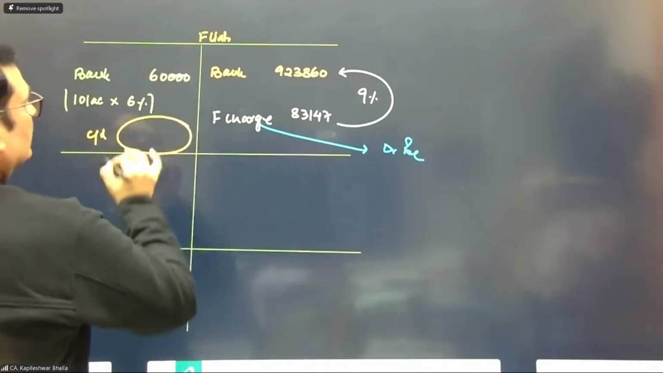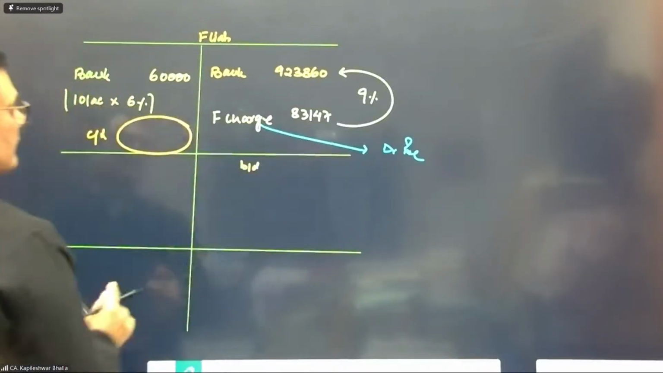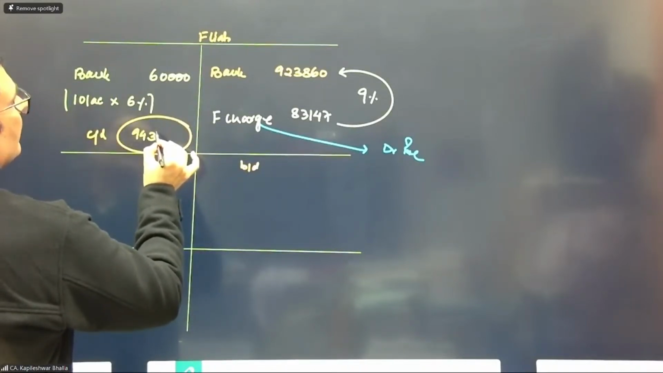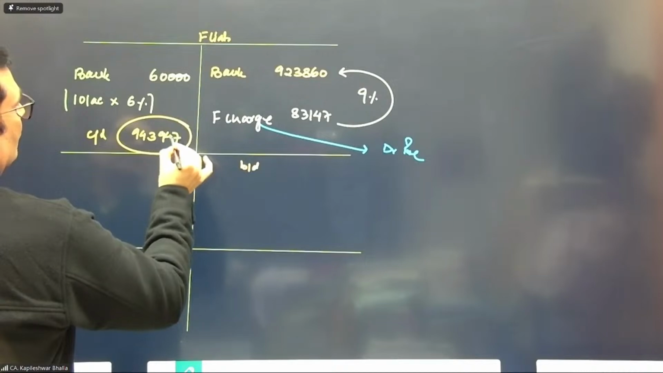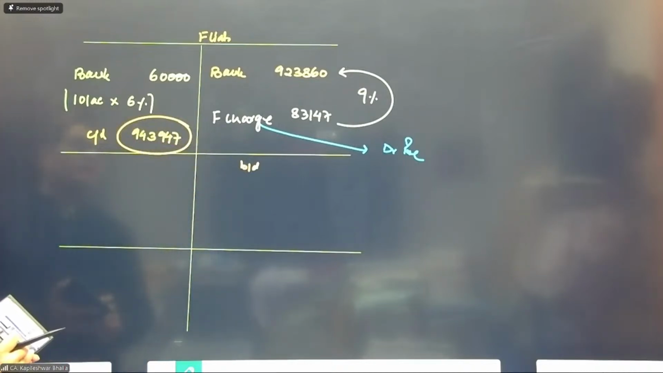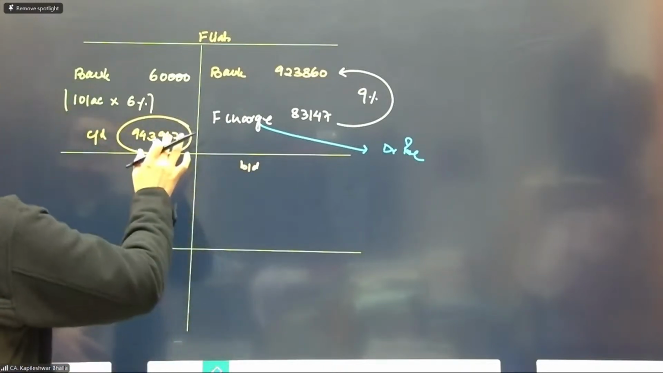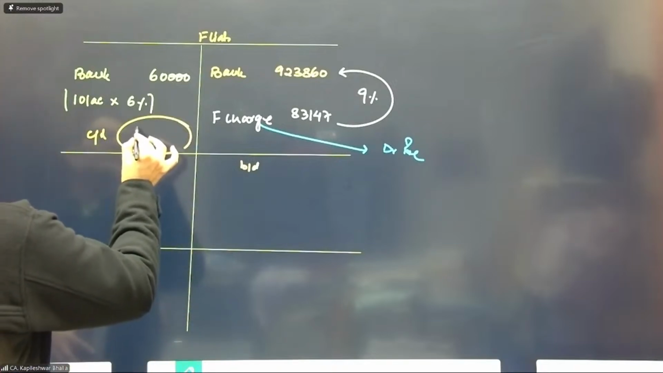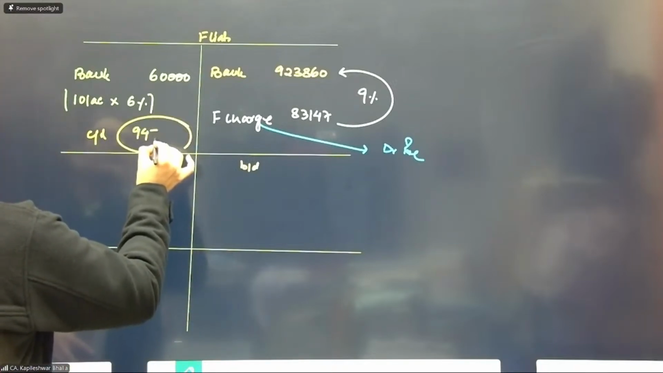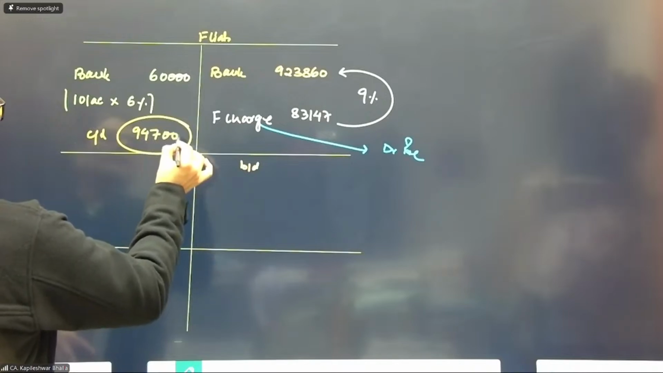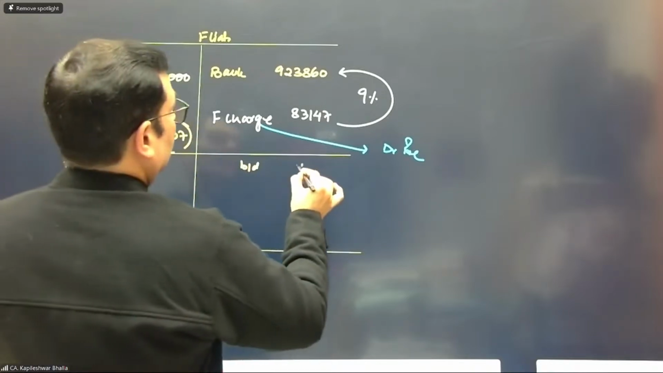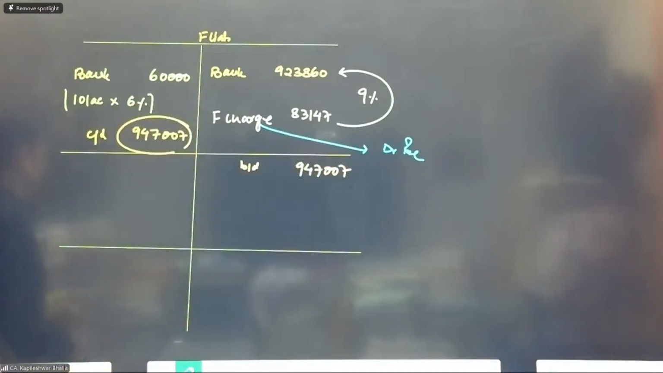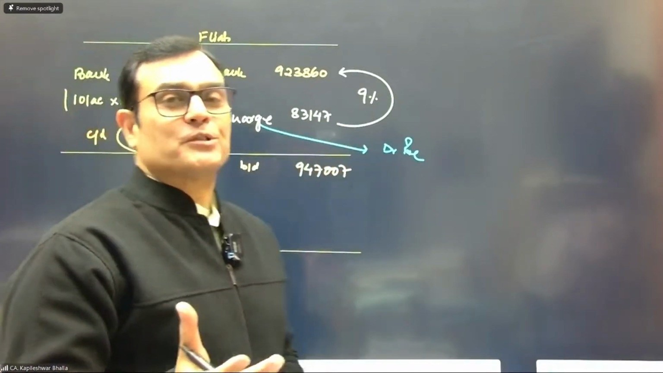Let's get the balancing figure, 947,007. Sorry, my mistake. It says 947,007. That is the balanceBD. Great. And trust me, we're going to repeat this entire process all over again.